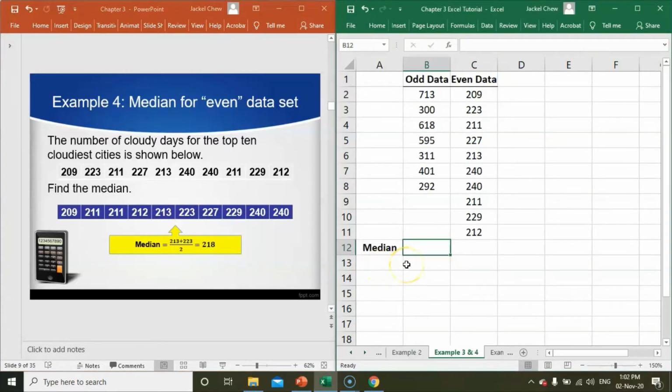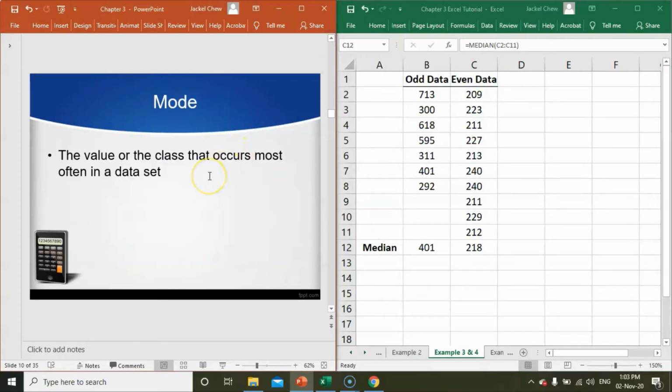Now to find the median for both cases using Microsoft Excel, let us see this side. To find the median for this data, we can use the function MEDIAN, and then you highlight this data. Then you get your answer for the odd data set. So this is the median. And then for the median of the even number data set, we do the same way. Use the median function, and then you highlight all the data. Then you get the answer.